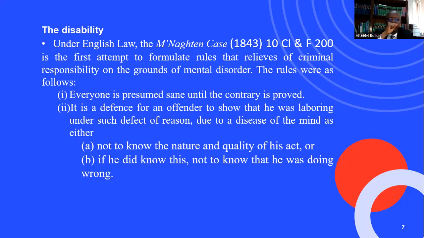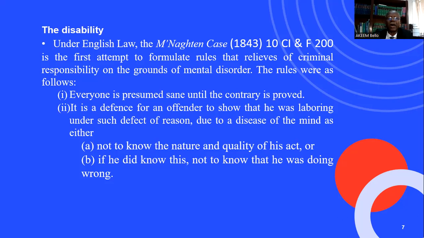One, everyone is presumed sane until the contrary is proved. So there is also this presumption of sanity under English law. Now, it is a defense for an offender to show that he was laboring under such defect of reason due to a disease of the mind. That is the description of the disability condition under English law: defect of reason due to a disease of the mind.